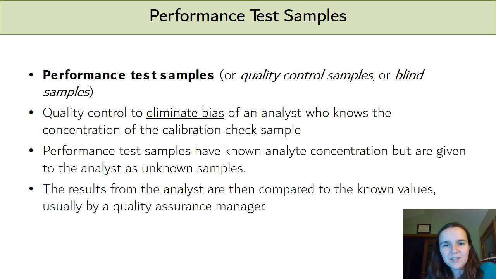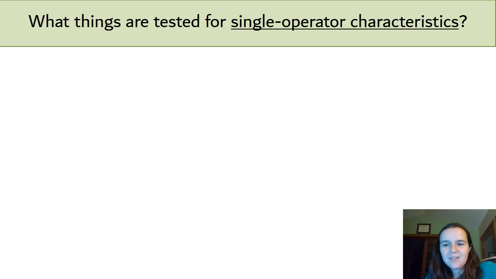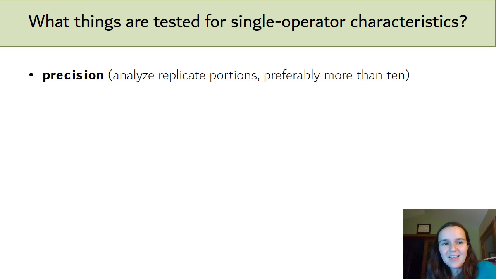Performance test samples are a little bit different. So the calibration check, you know the concentration. Performance test samples, somebody knows the concentration, but it's not the analyst. So it's often called a blind sample. This is used to eliminate the bias that the analyst might have. If they know the concentration, they might unconsciously make some movements to get the right answer. And then the manager or somebody else like that will compare what the analyst gets to what they know it to be. So single operator characteristics, how good are you, right, as a person?